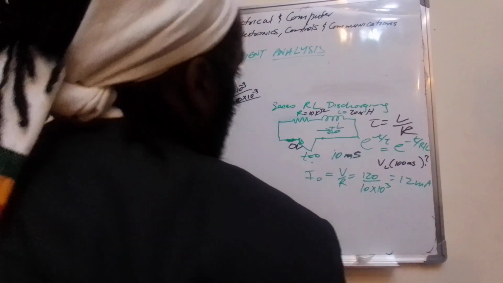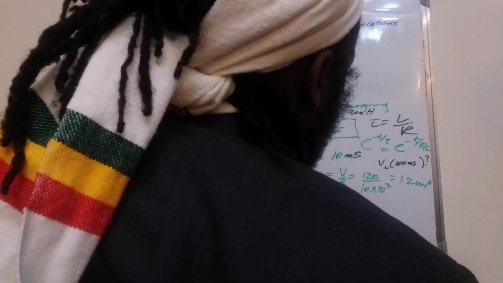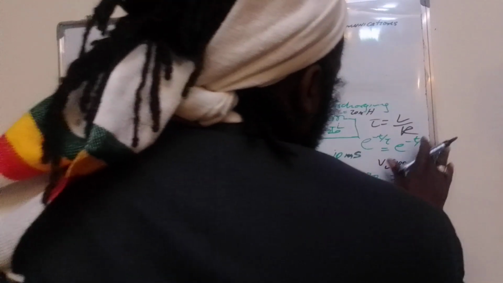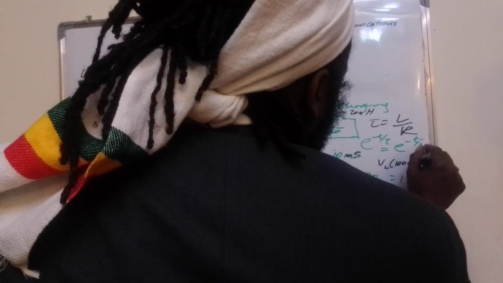Shoot. Did I make that mistake? I hope I didn't. Tau equals L over R though, right? Tau equals L over R.